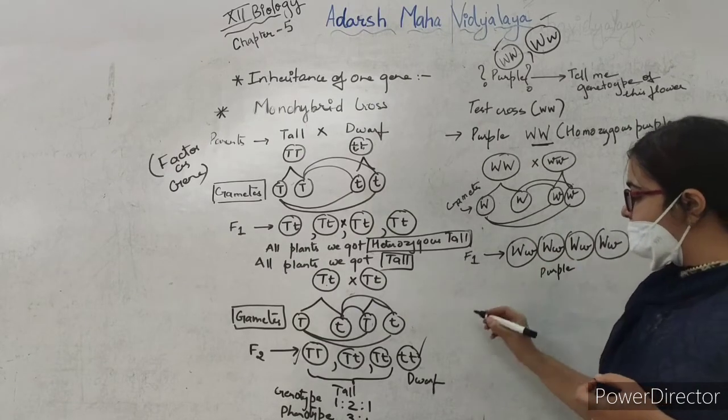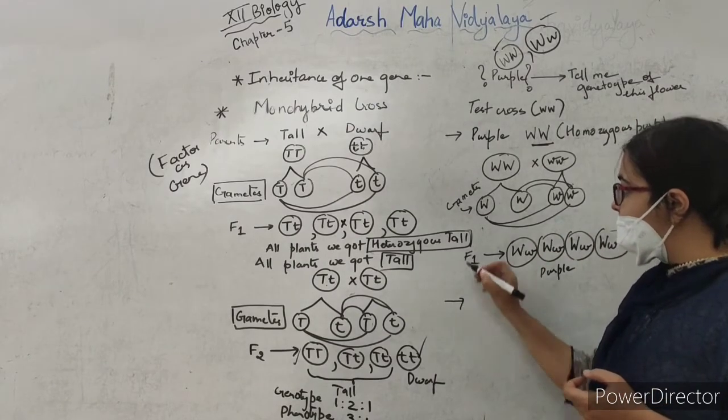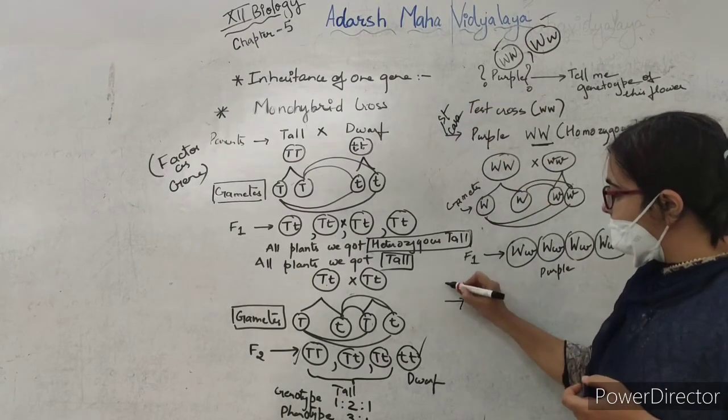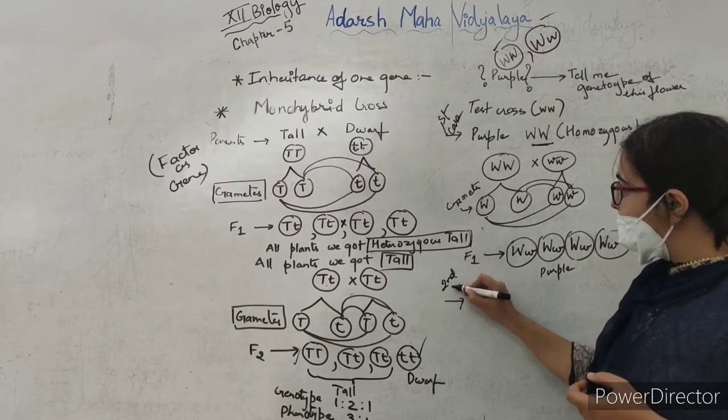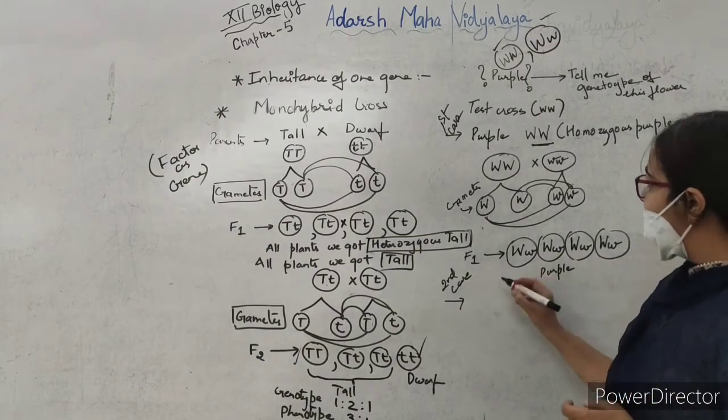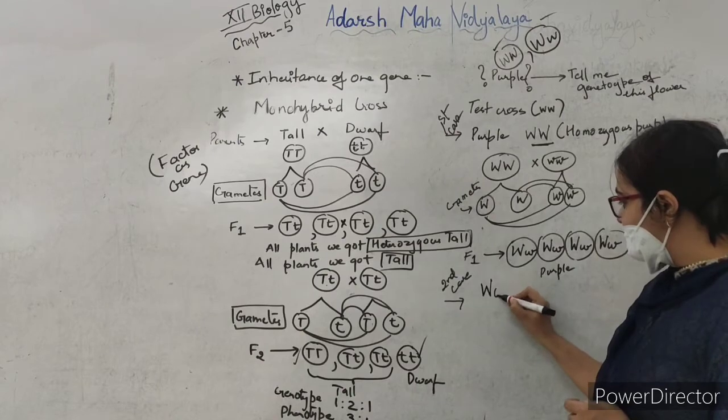Now suppose the flower which is given to you, this is the first case and this is the second case. Now suppose the plant which is given to you is heterozygous purple.